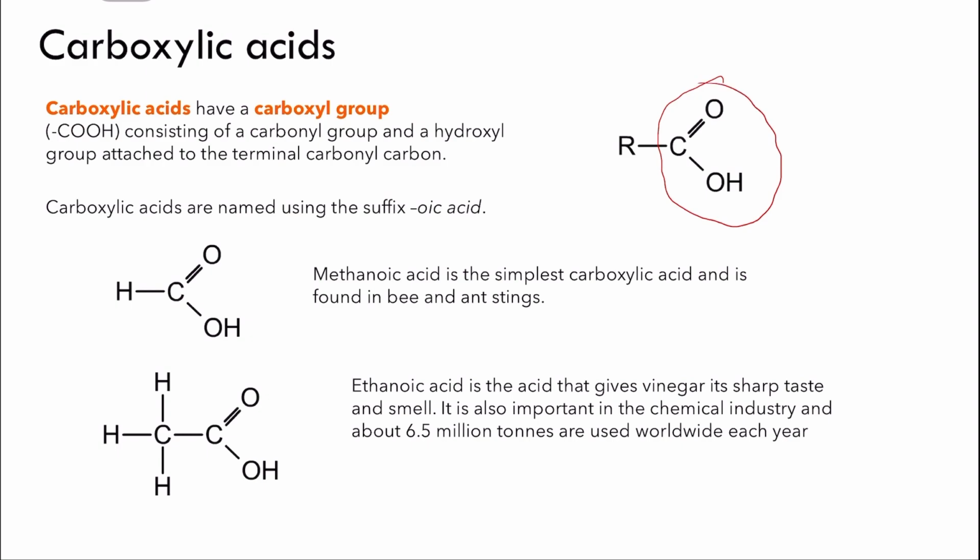The carboxylic acids are named by using the suffix oic. The simplest carboxylic acid is the one with only one carbon. The carbon that has the carboxylic acid group is considered part of the acid. So this is called methanoic acid. Methan and oic, so we replace the e of alkane with oic. It has a common name as well, which is formic acid.